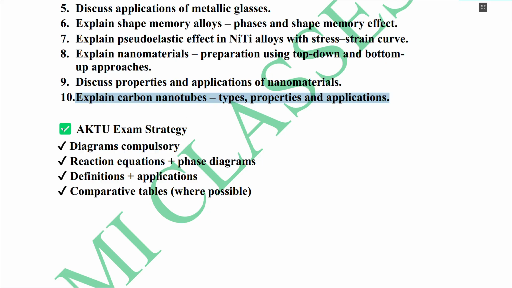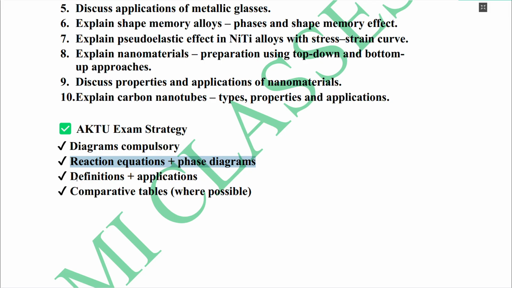Here we discuss some AKTU examination strategy for Material Science. The first is that a diagram is compulsory. In every question, try to draw a diagram relevant to the answer. And second is reaction equations and phase diagrams. This is most important, as it clarifies the process in the question and your answer.